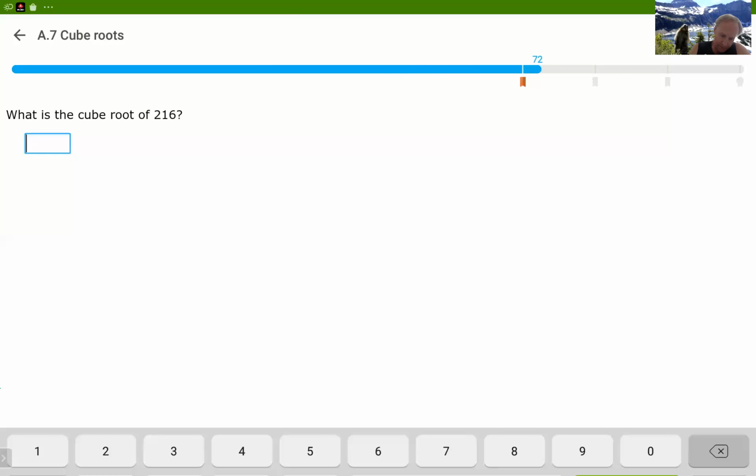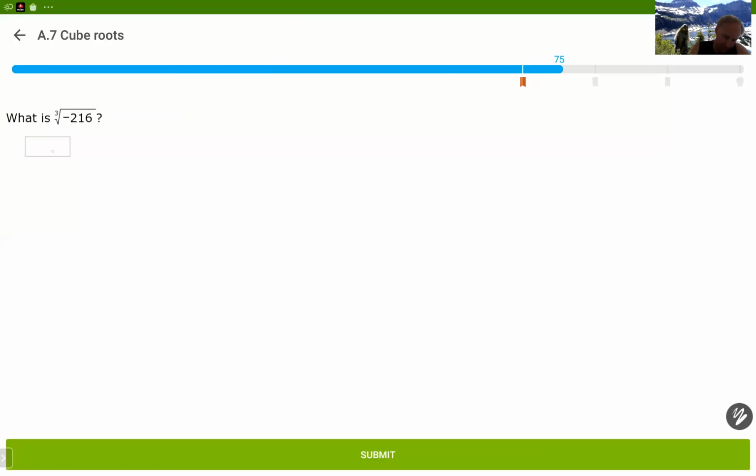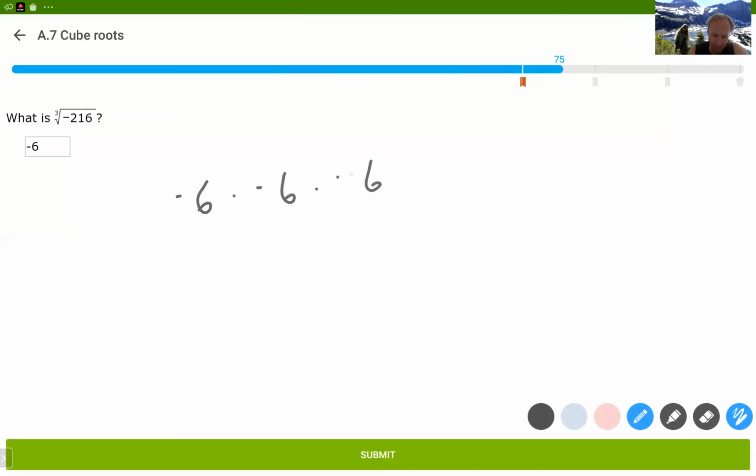That's 6 times 6 times 6 is 216. Oh, there we go. -6 this time. Notice that cube roots can be negative because negative, I'll write it down, -6 times -6 times -6. Get those negatives out there so we can see them. This is positive 36 times -6 is negative 216. So -6.